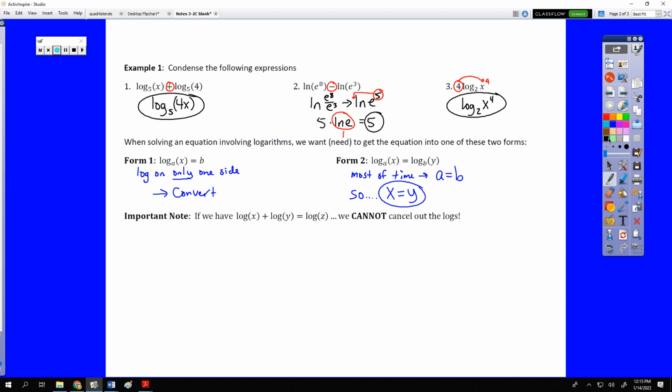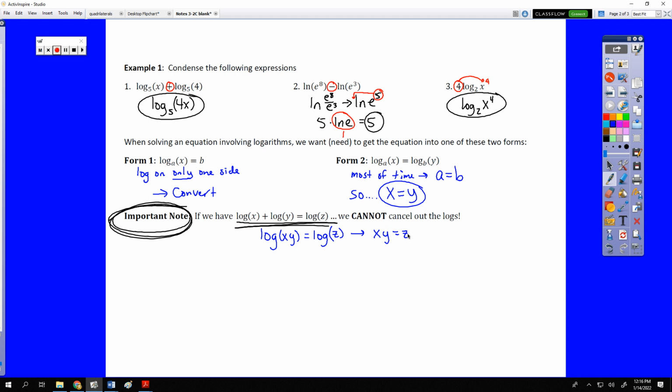Now, the one thing you cannot do, and this is a very, very important note here, okay? You cannot do anything to this expression here. There are too many logarithms, okay? You would need to combine those logarithms first into a single logarithm using the product rule, and then you could drop the logarithms. Okay, you can't cancel out the logarithms until you have condensed the left side of that expression down to a single logarithm. Okay, so that brings us to our solving examples, and again, we're only going to have two types.